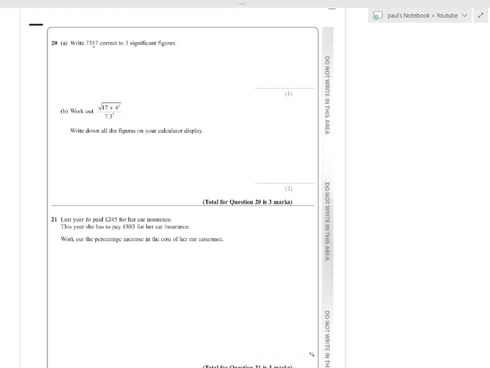Write down 7357 corrected to 3 significant figures. 7360. Work out all that stuff and write down all the figures in the calculator. So 17 plus 4 squared, which is 16. So 17 plus 16 equals 33, then I'm going to square root that. So that is 5.744 over 7.3 squared.